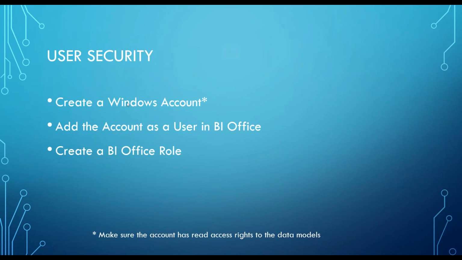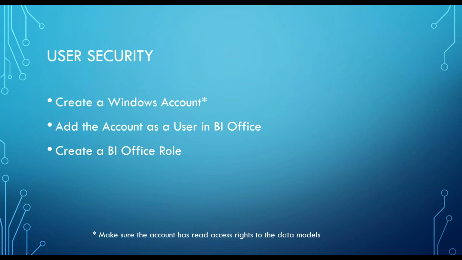All right, so we're going to take a look at these 3 steps. We're going to create a Windows account. We're going to add that account as a user in BI Office, and then we're going to create a BI Office role specifically for this account. And once again, these are all recommendations or best practices. You can do this without going through these steps. So let's actually take a look at the process here.